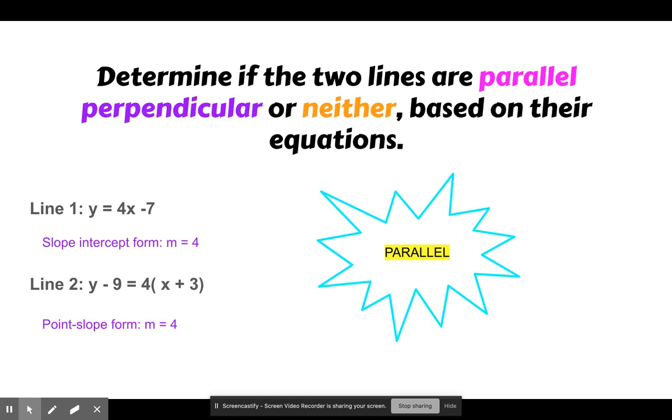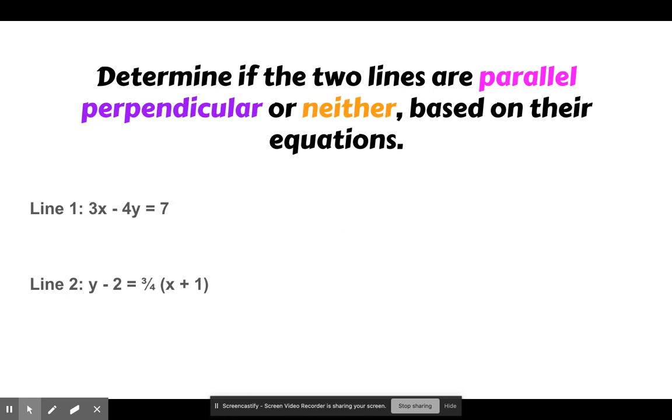All right, let's try it again. Do the same. Look at line 1, line 2. Decide what type of equations those are, and what is the slope of those equations.